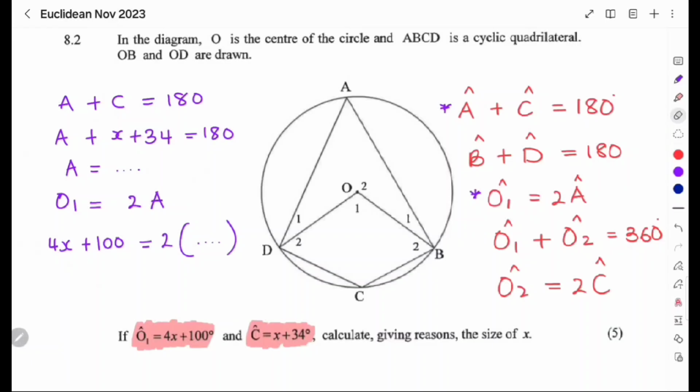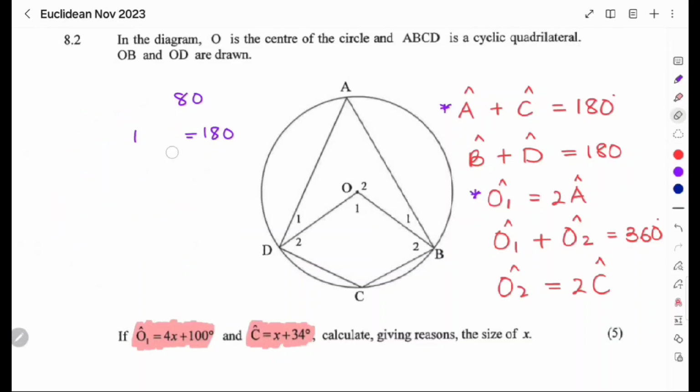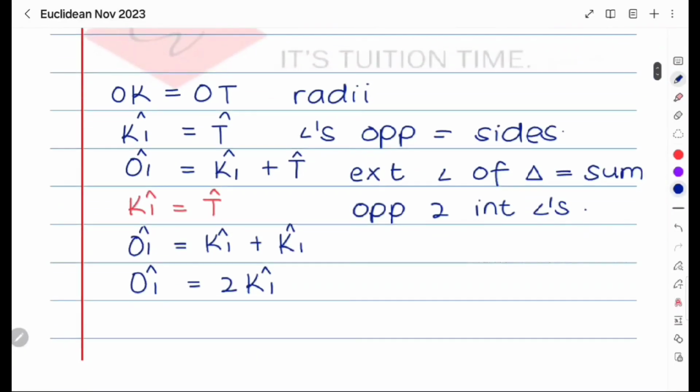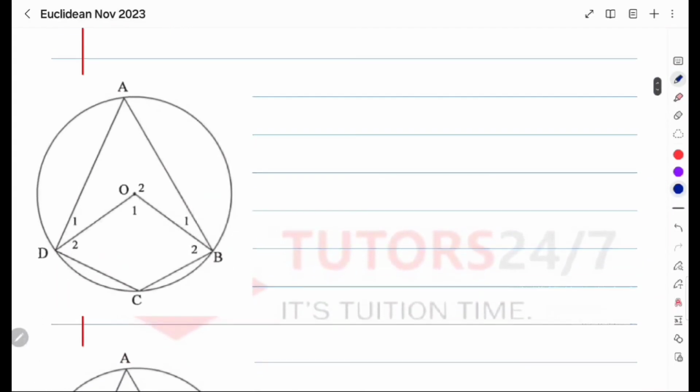We are going to make use of the theorem that states angle A plus angle C is equal to 180, opposite angles of a cyclic quad. We are going to make use of the theorem that states angle O1 is equal to 2 times angle A, angle at the center, 2 times angle at the circumference. So let us get started. So we are going to start with the first part.